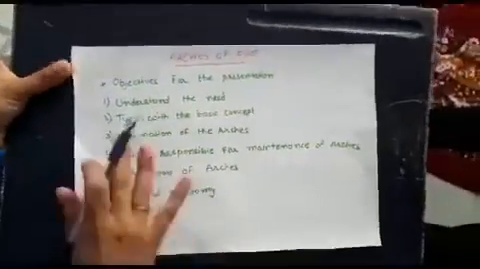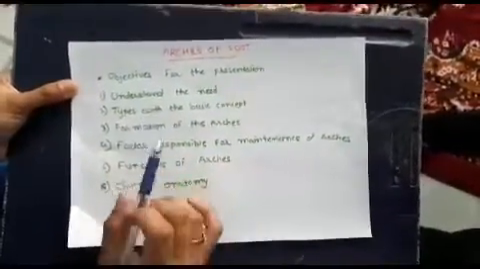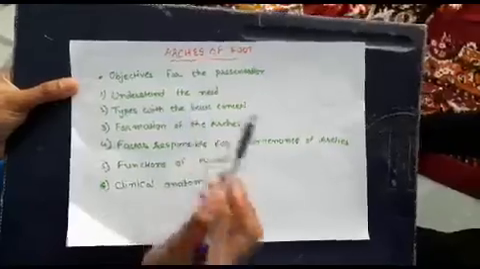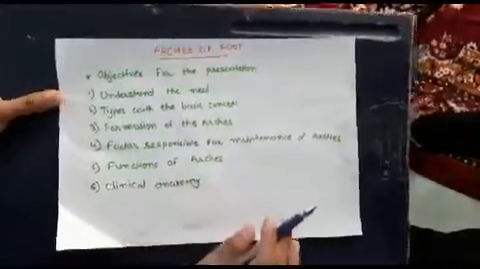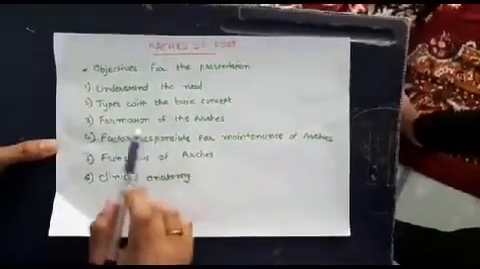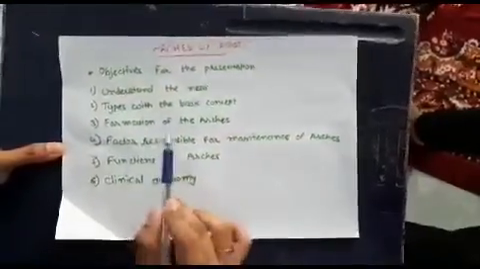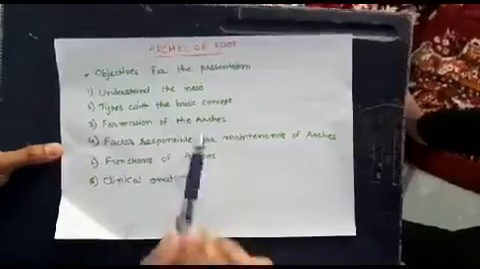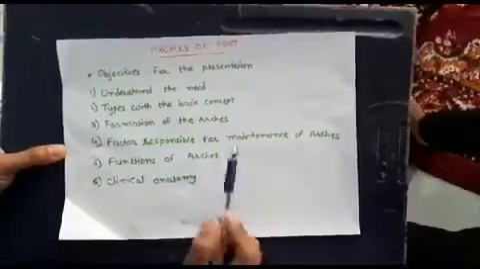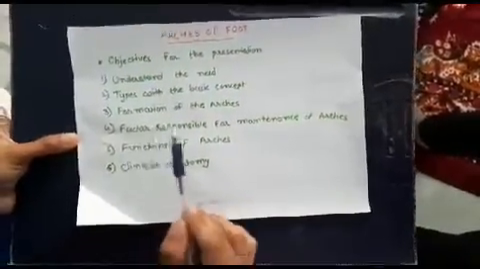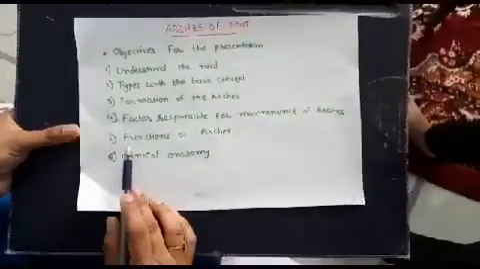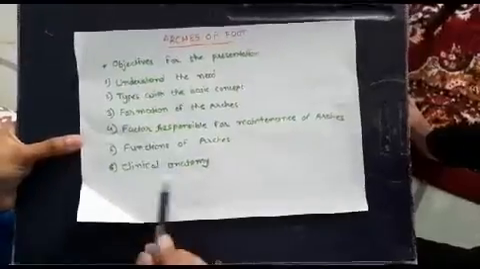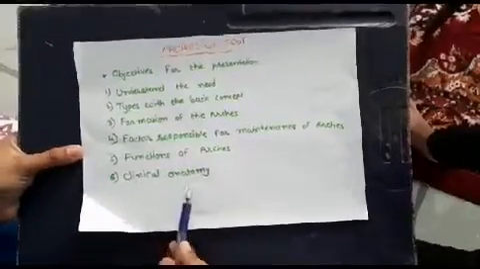Looking at the objectives for this presentation: first, you need to understand the need for the arches. Second is their types, with basic concepts like structures and formations. Third is how the arches are formed with your bones, the alignment of the joints, and even your muscles. Then which factors are responsible for maintaining the arches, the functions of the arches, and last but not least, the clinical anatomy.